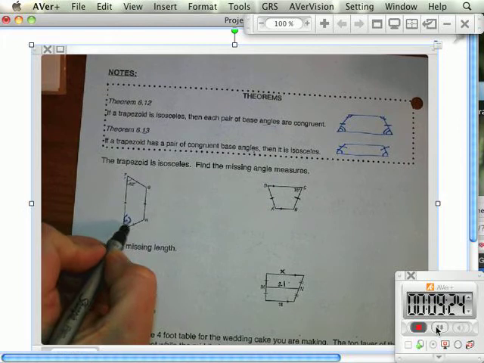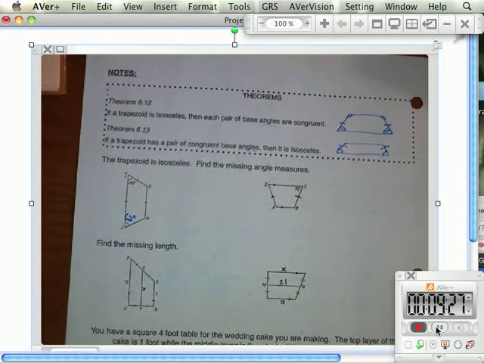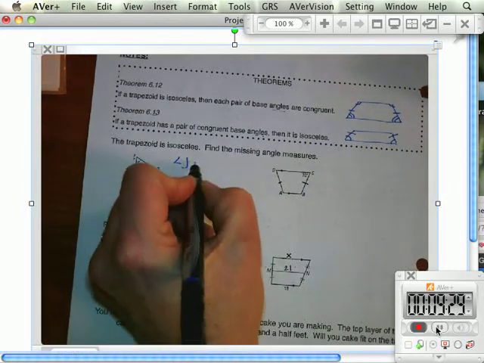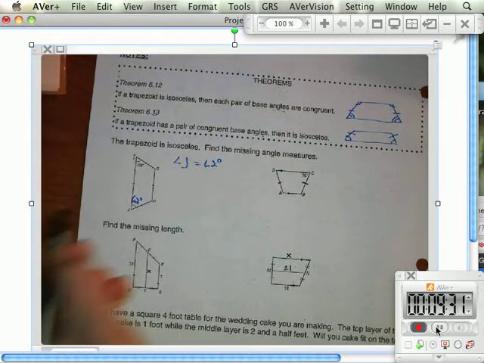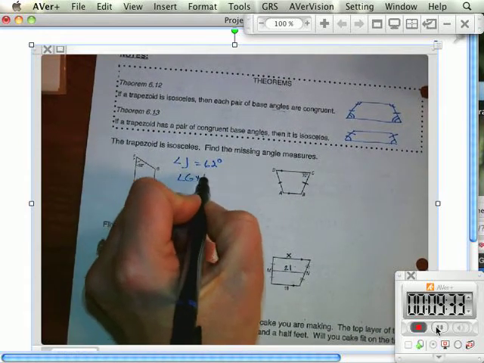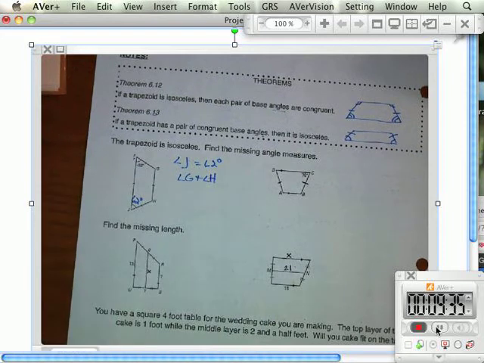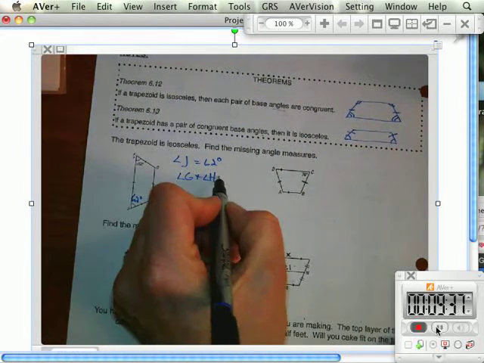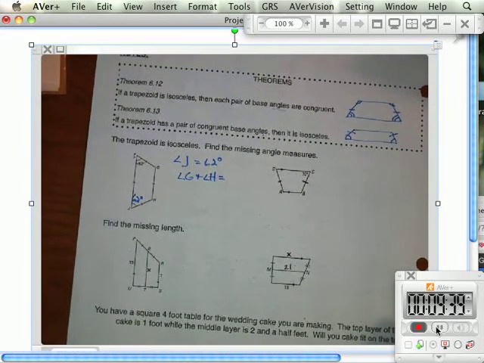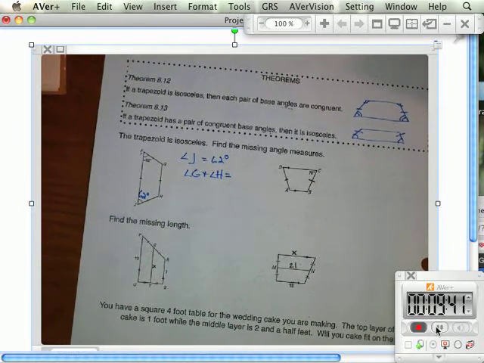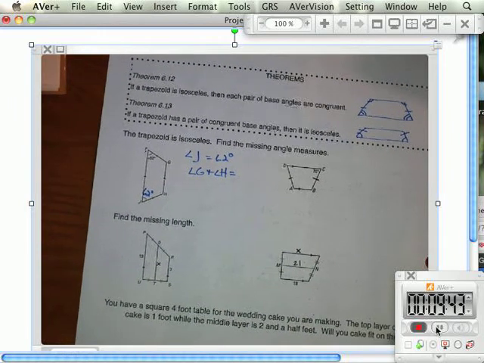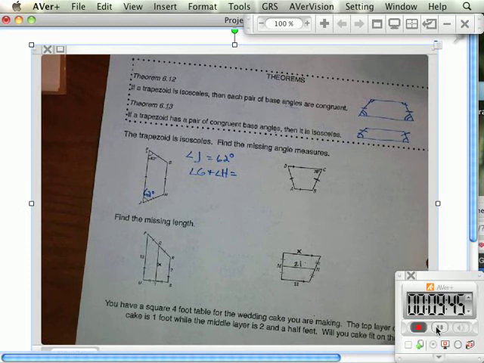Okay, so I'm going to say angle J is equal to 62 degrees. I need angle G and angle H. Now, how would I go about doing that? I know Gavin knows already, but how would I go about doing that, do you think? The angles add up to what?